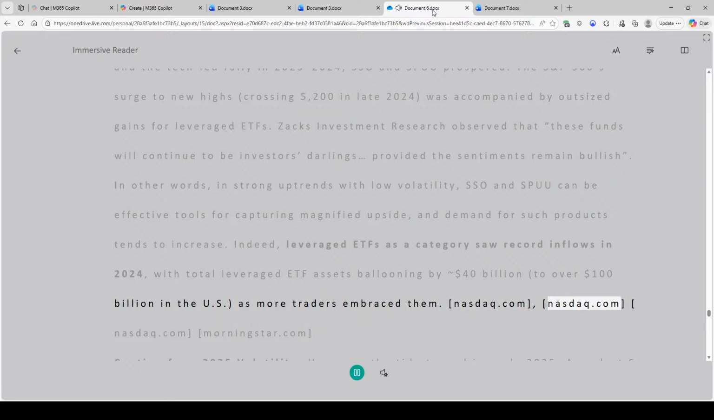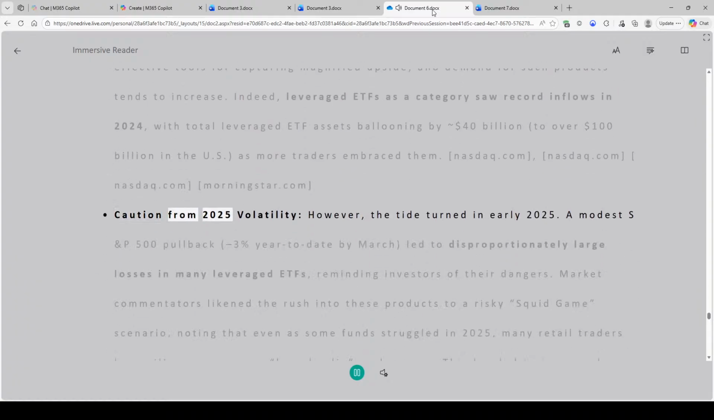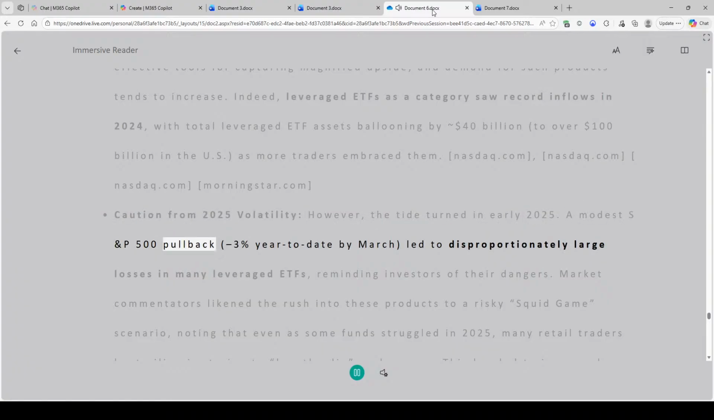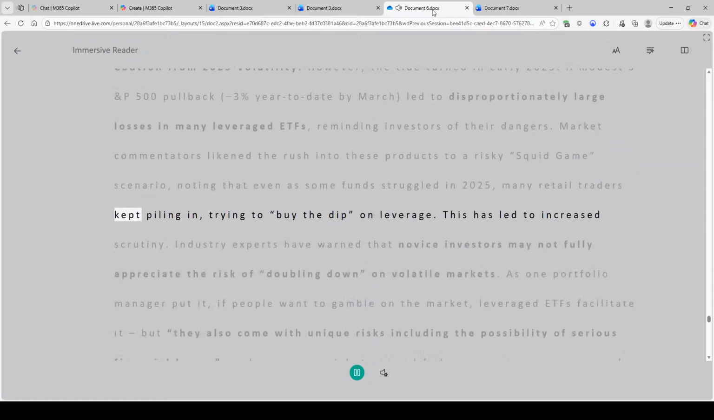Caution from 2025 volatility. However, the tide turned in early 2025. A modest S&P 500 pullback, -3% year-to-date by March, led to disproportionately large losses in many leveraged ETFs, reminding investors of their dangers. Market commentators likened the rush into these products to a risky Squid Game scenario, noting that even as some funds struggled in 2025, many retail traders kept piling in, trying to buy the dip on leverage.